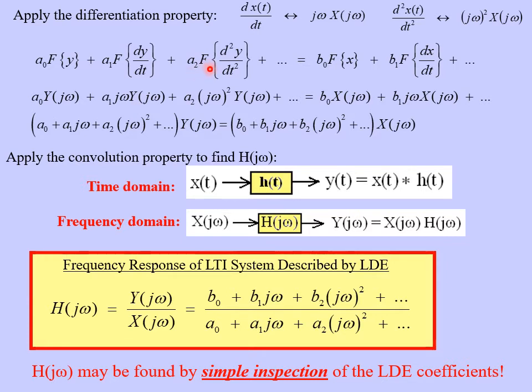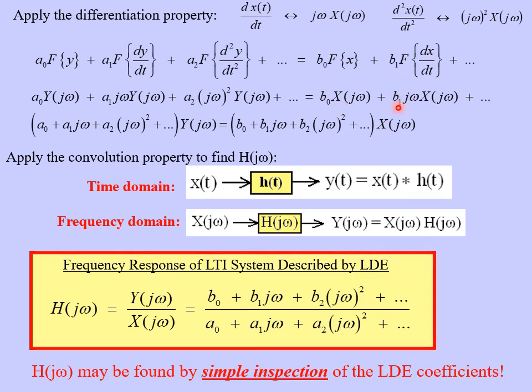The third term has an a2 out in front. It's a second derivative, and remember, for a second derivative we pick up a j omega squared. So we're going to have that out in front of the big Y. Then we would keep going if necessary, if there are higher order derivatives. And then we do the same thing on the right side. The first term becomes b naught times uppercase X.